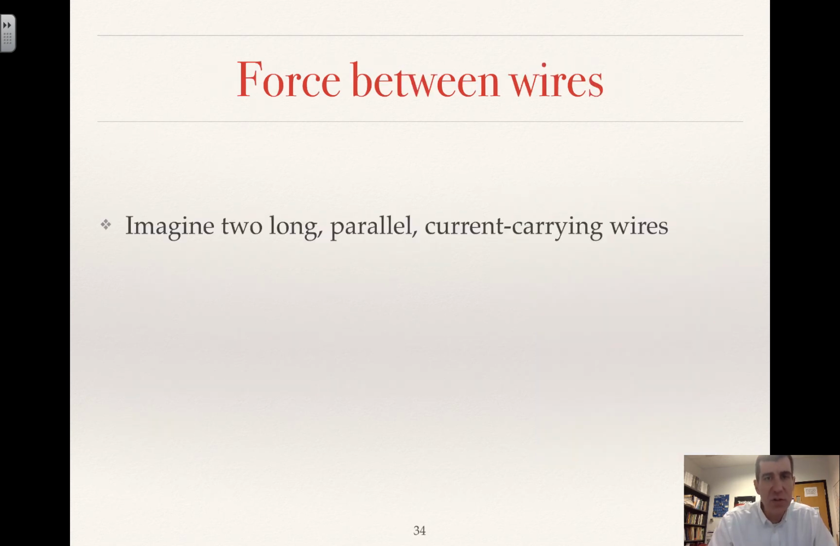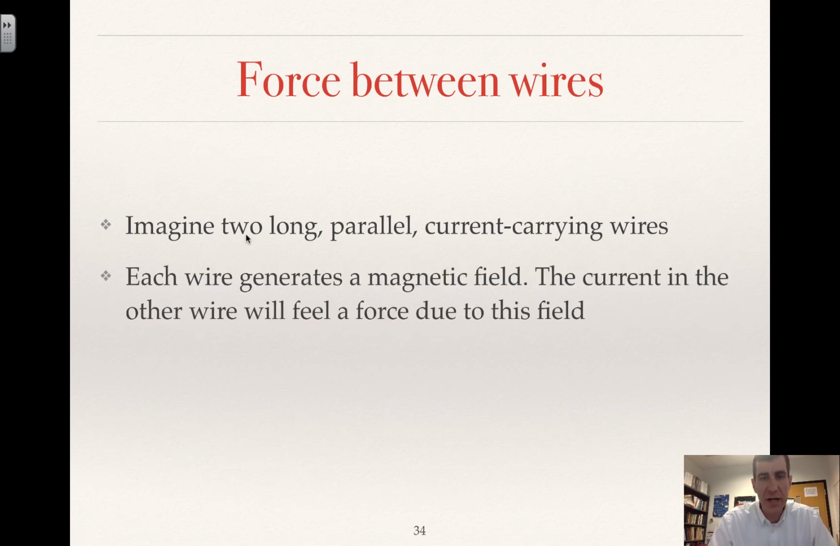Now let's say you have two wires. Take two long parallel current-carrying wires. Well, each of those wires is going to generate a magnetic field. So the current in the other wire is going to feel a force due to that field generated from the first wire. And you can actually work this out. We know what the magnetic field from a wire looks like, and we just saw what the force due to a magnetic field is. So if you put those two together, you can come up with this expression here.